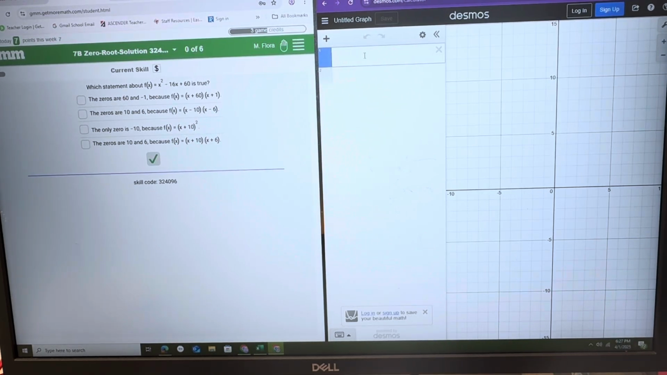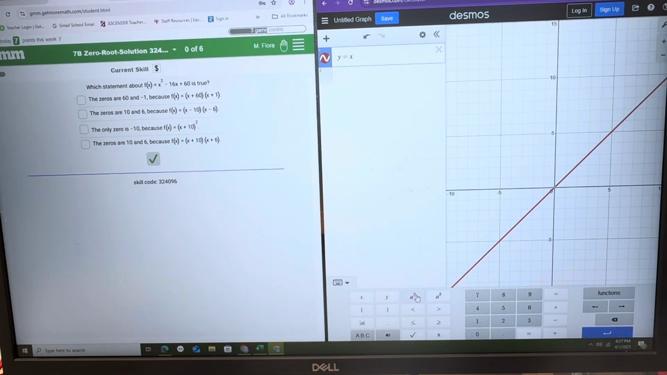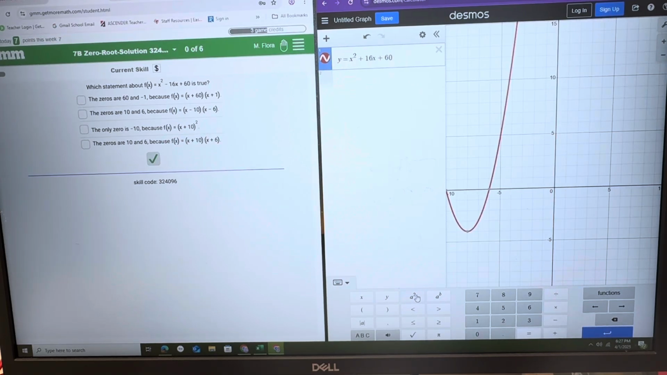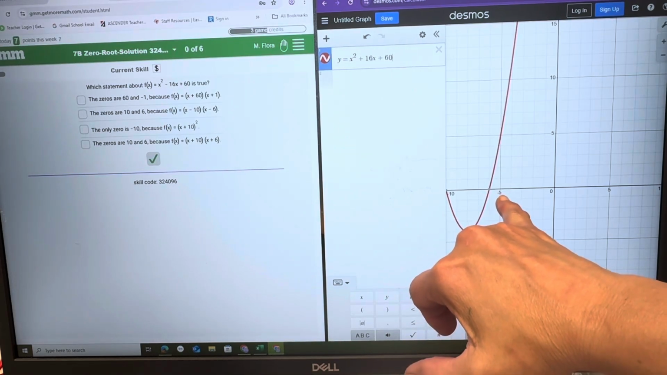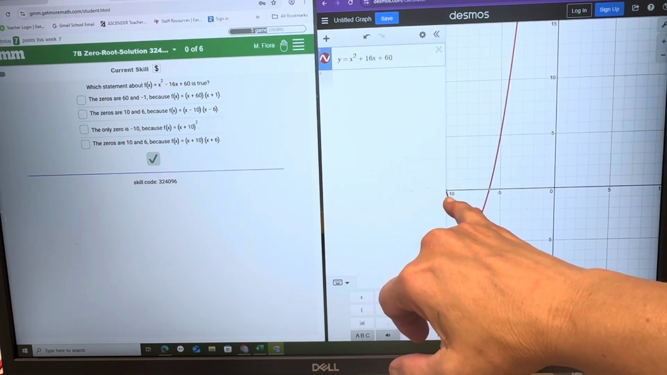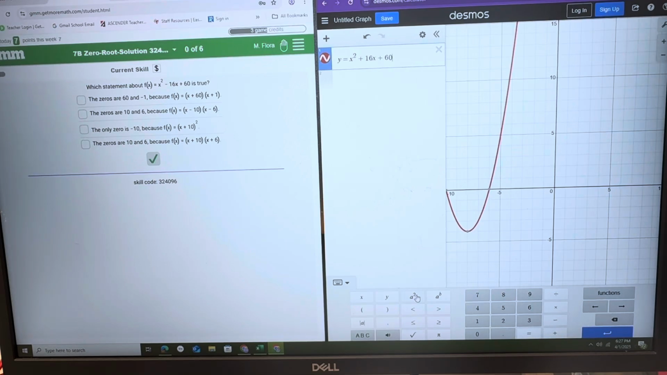So go to y equals x squared minus 16x plus 60. And so we can see that we have a solution here at -6 and -10. So +6 and a +10. So I messed up on a sign.